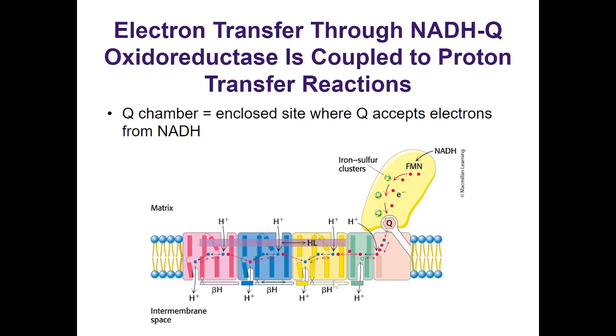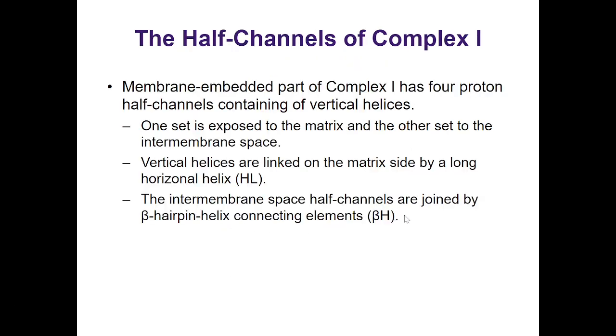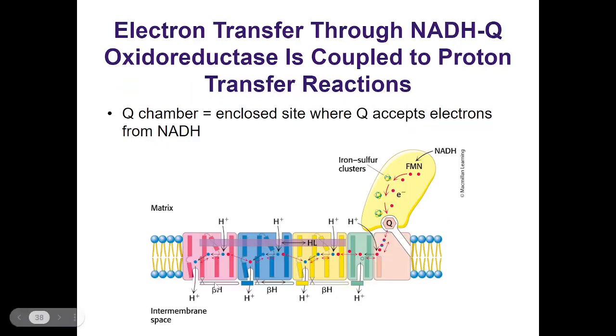By the way, these being the hairpin loops right here, the beta H. Right down here. All right. Does everybody understand that this is the electron pathway right here?